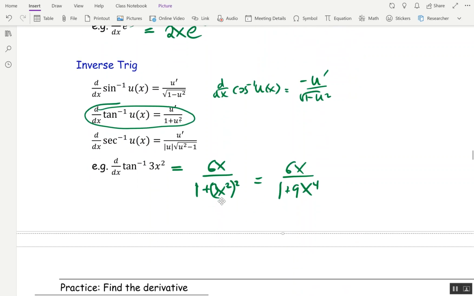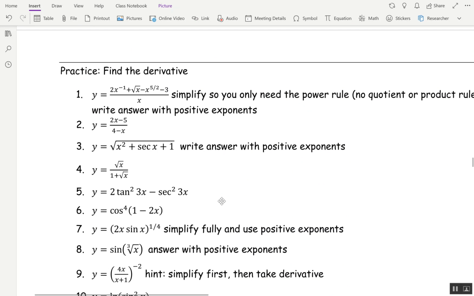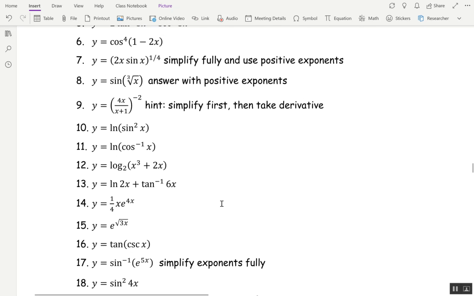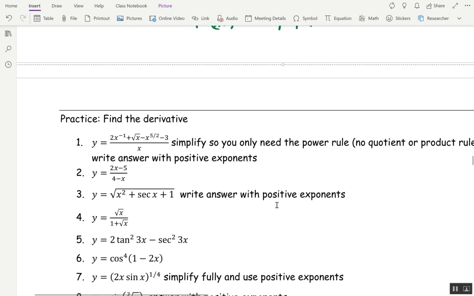Okay, so pretty easy day, but a lot of content. And I really strongly urge you to make sure you can take derivatives before we go any further, because you will not regret it. It's going to be time well spent.